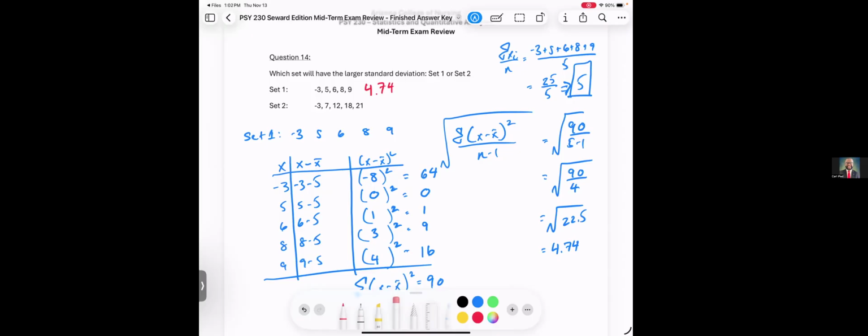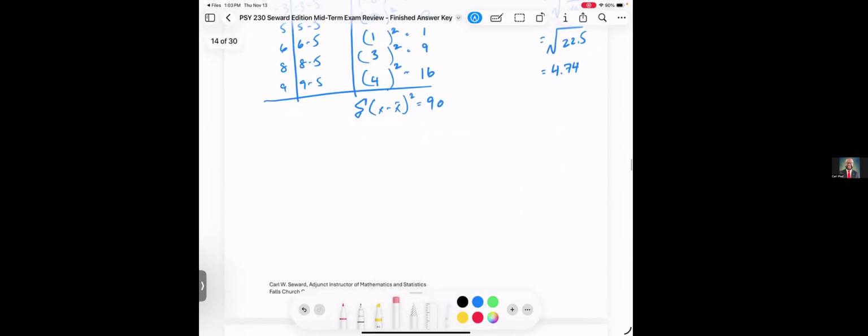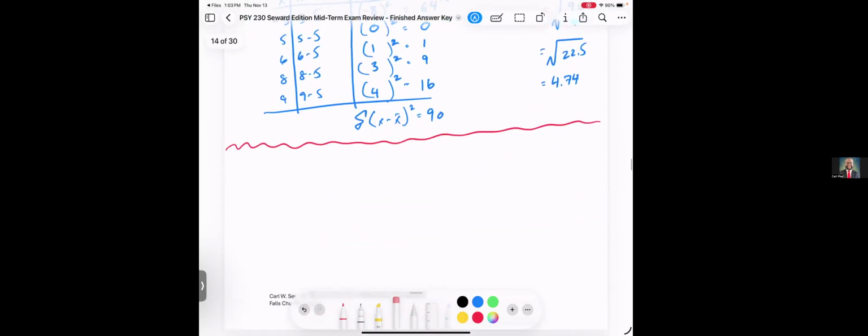For those of you that are ready to begin, let's look at set 2. In order to do set 2, let's see if I have enough space down here. I do. So set 2 is going to be -3, 7, 12, 18, and 21.